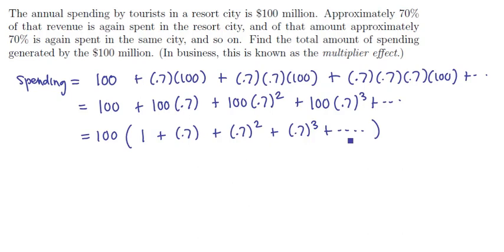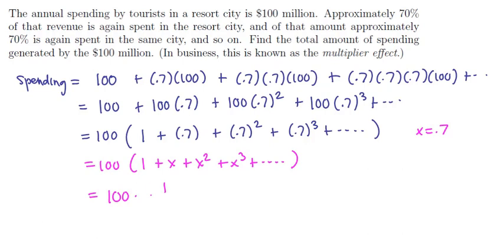Our main tool is to recognize it as a Taylor series. So let's go and replace that 0.7 by a variable to help us see the series a little bit better. So we have 100 times 1 plus x plus x squared plus x cubed plus, plus, plus, which means we're looking at the geometric series. And so that's going to sum to 100 times 1 over 1 minus x, on the proviso that we stay inside the radius of convergence.